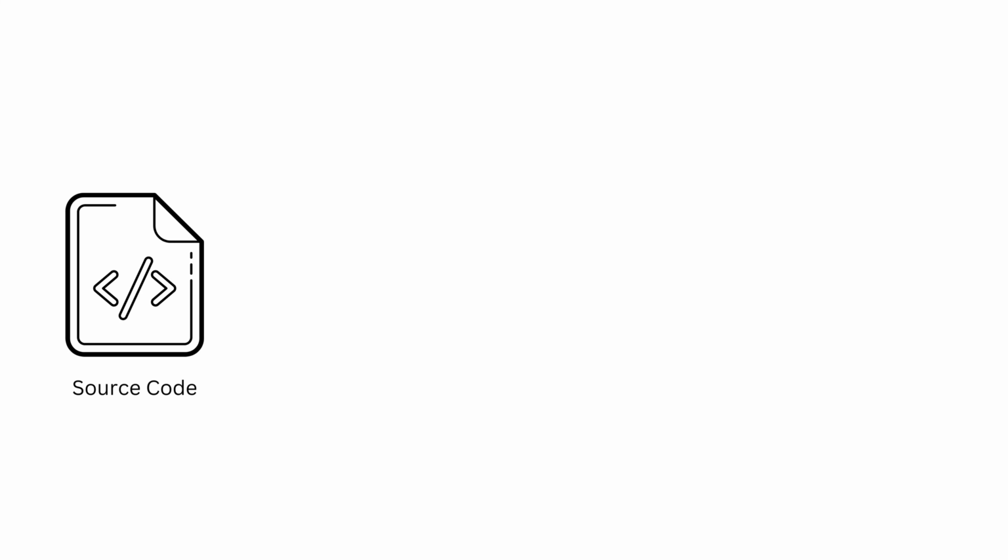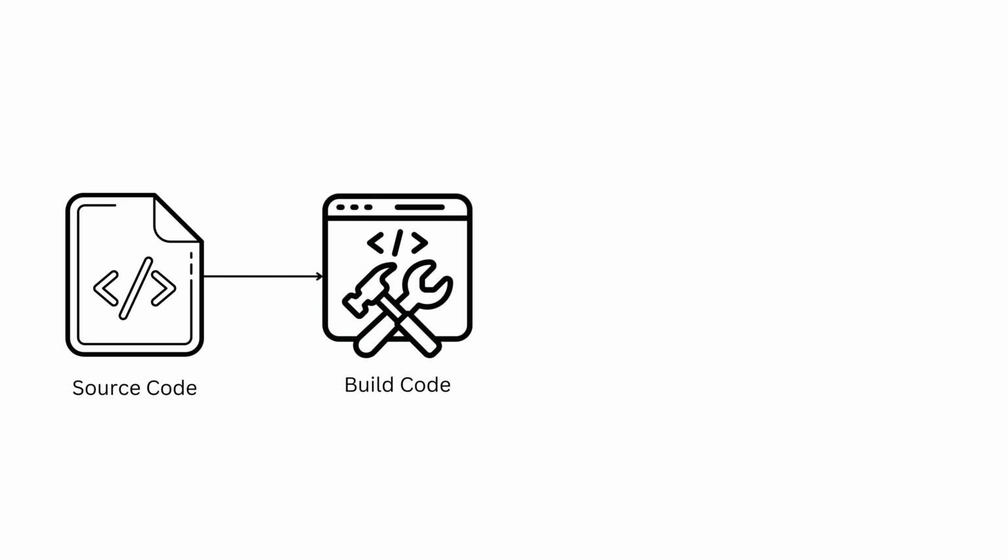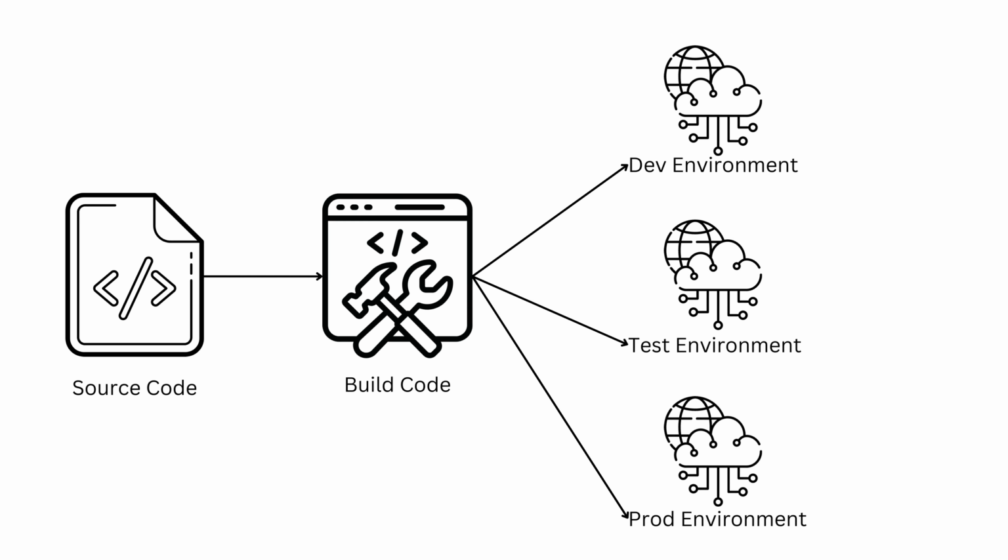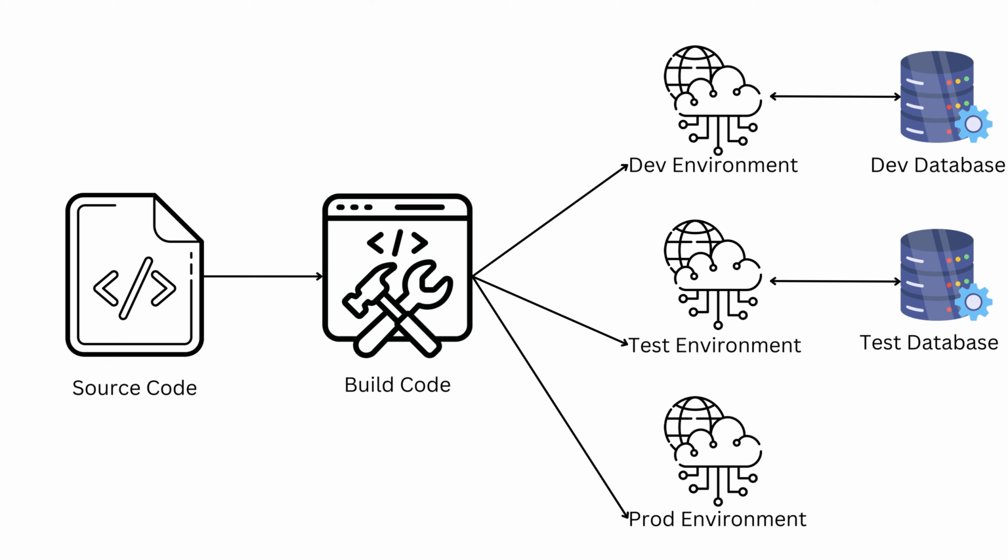We have a source code and you build your source code. When you build your source code, that produces an artifact, and the same artifact can be deployed into multiple environments. Here we have three environments, dev, test, and prod, and each environment will talk to a different database instance. For example, the dev environment talks to the dev database, the test environment talks to the test database, and the production environment talks to the production database.